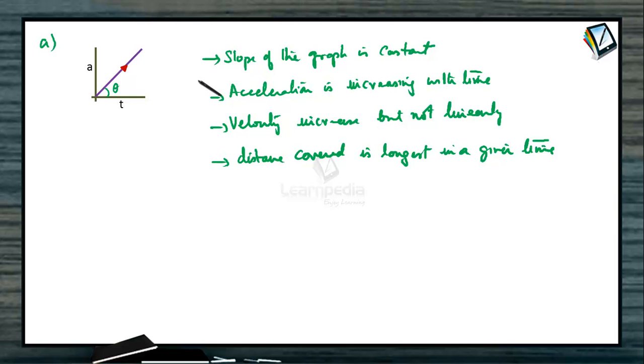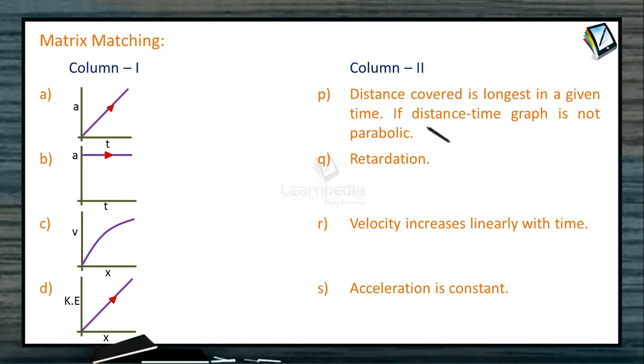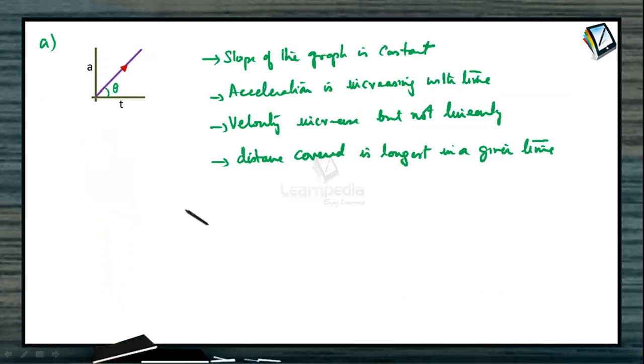So what will be the correct options for all these things? Distance covered is longest in a given time, displacement time graph is not parabolic. So this will be the correct option. Retardation? No, here there is an acceleration. Velocity is increasing linearly? In this case, velocity is not increasing linearly. Acceleration is constant? It is ruled out. So what finally do we conclude? For option A, we have only one, and that is P. Correct?